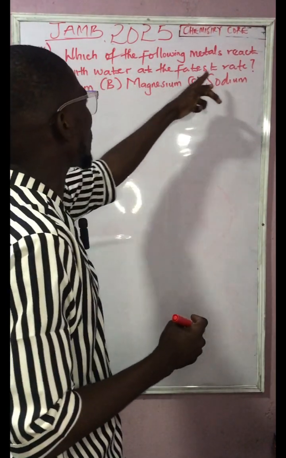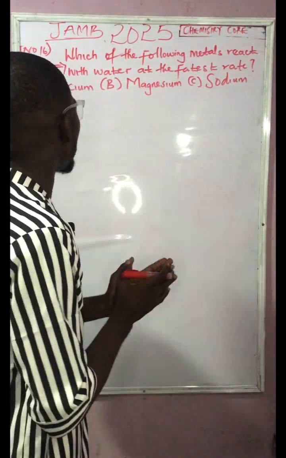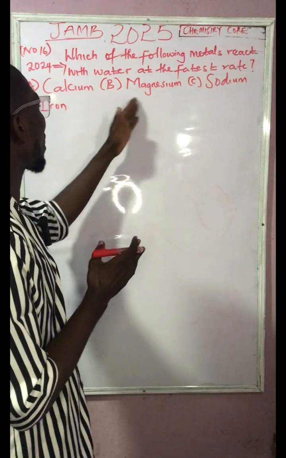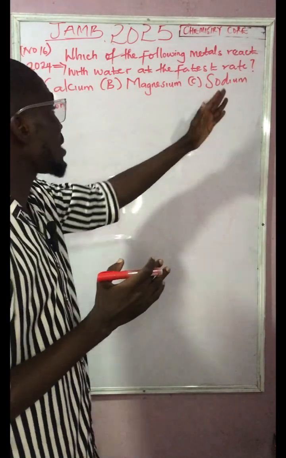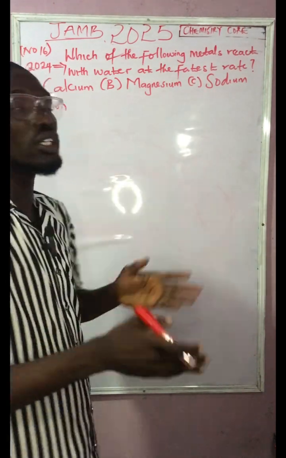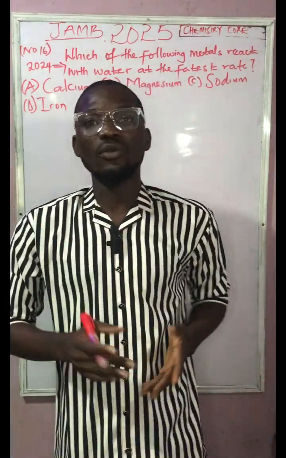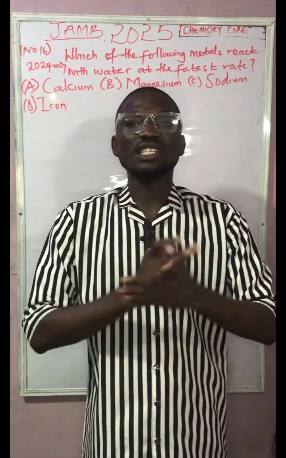So let's take a look at the next question: which of the following metals reacts with water at the fastest rate? The first option is calcium, the second one is magnesium, the third one is sodium, while the last one is iron. There are things you need to understand about the reactivity of metals.